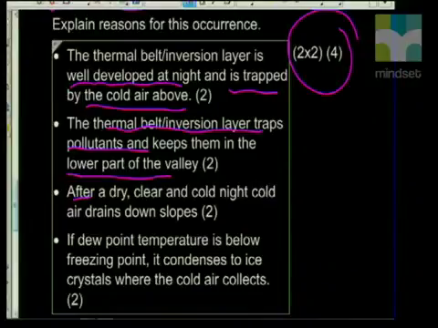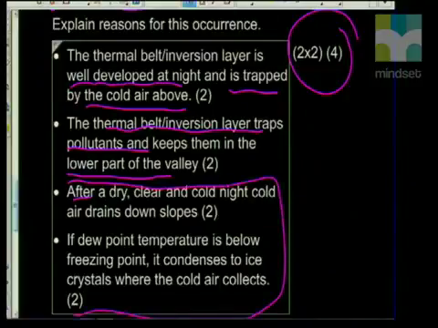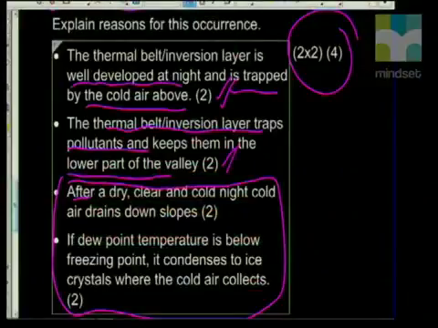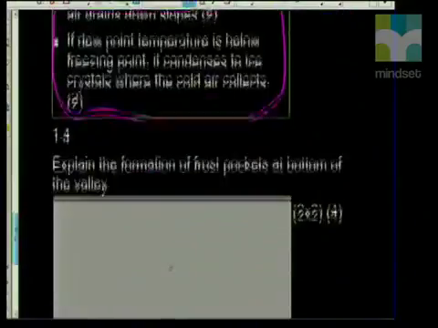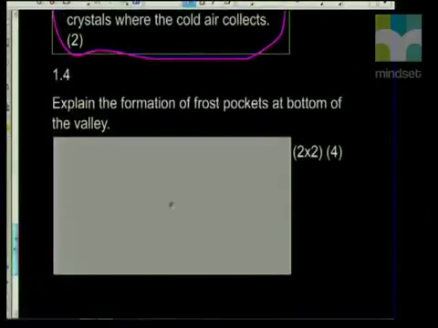I'm going to cancel these little reasons down here, because I do believe that this is for the following questions, and the gremlins have crept in. You know, we always get those gremlins, but I'm going to take these first two. That's 2 marks, and that's 2 marks. We've explained why there's more pollution near the surface. And let's get rid of these gremlins. Let's look at the next question, question 1.4.